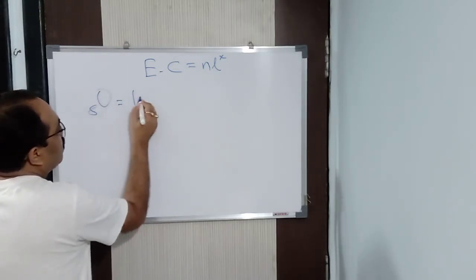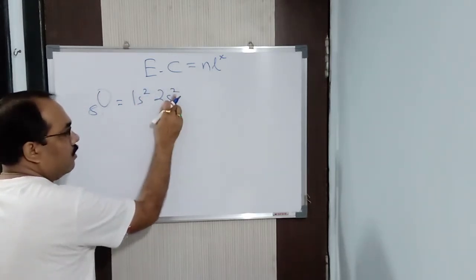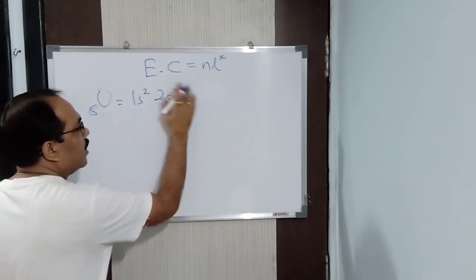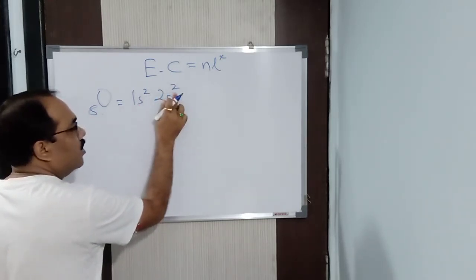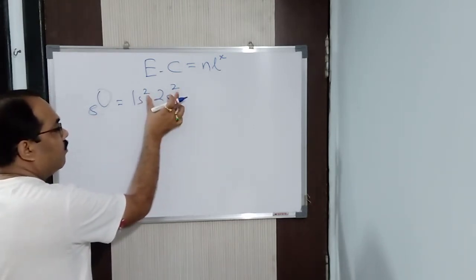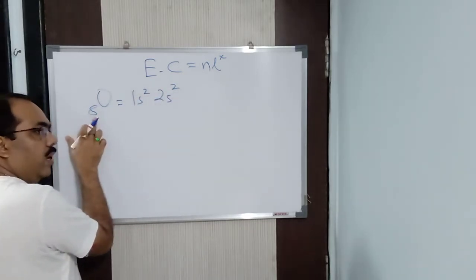So 8 means 1s2 maximum. After 1s what comes? 2s2 maximum, again 2. You cannot write here 2s3. It is wrong. It is not possible. Maximum is 2. Then count it. 2 plus 2 is how much? 4. Total is how much it should be? 8. It's the number of electrons, no? The total number of electrons here should be equal to 8.